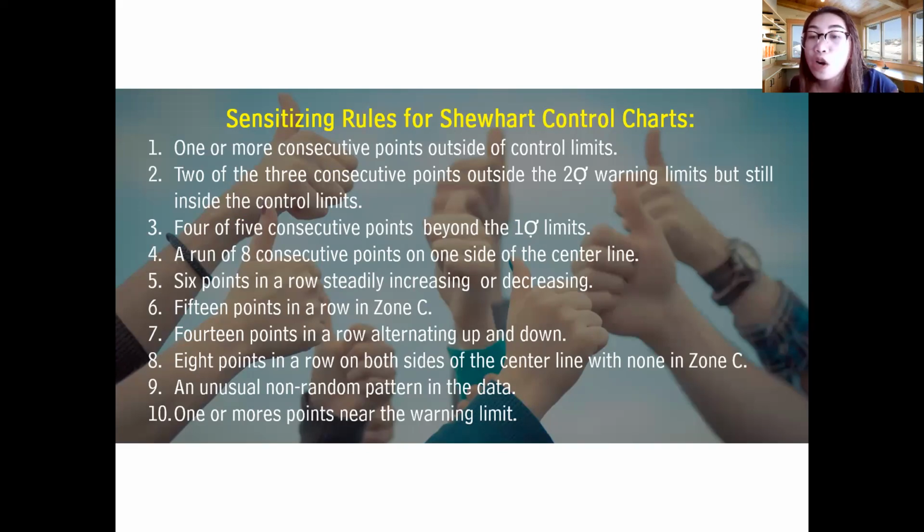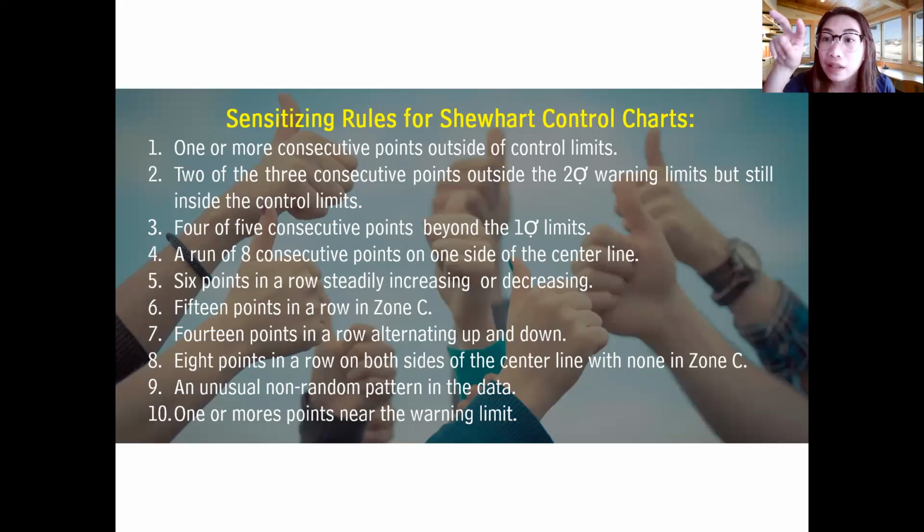Basta isa lang or more consecutive points go out of the control limit. So, drawing nimo, scatter diagram nimo, nigawas na gani ang point, automatically the process is incapable because nanay outlier. It's not within your 6 sigma nga range. Okay? If 2 of the 3 consecutive points go outside the 2 sigma warning limit. So when I say 2 sigma, na siya sa zone C.